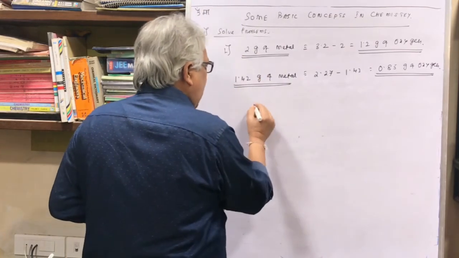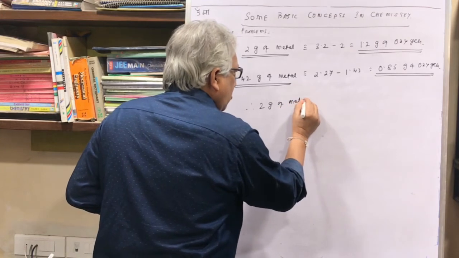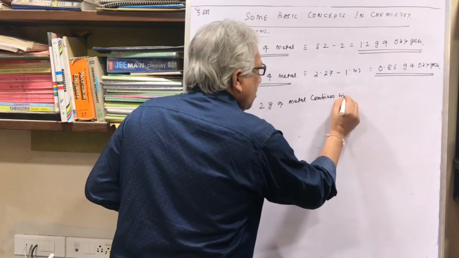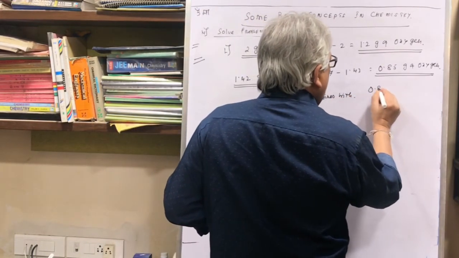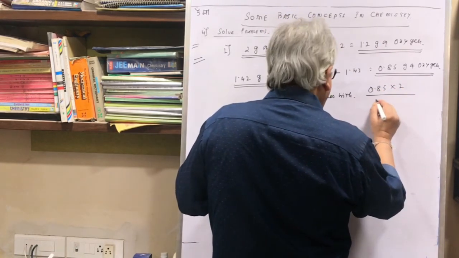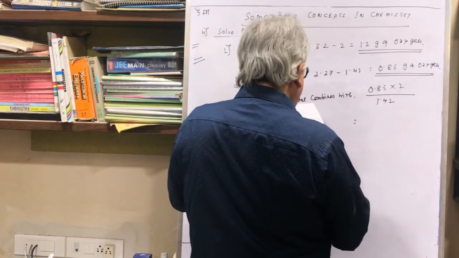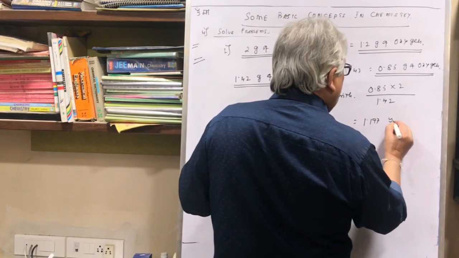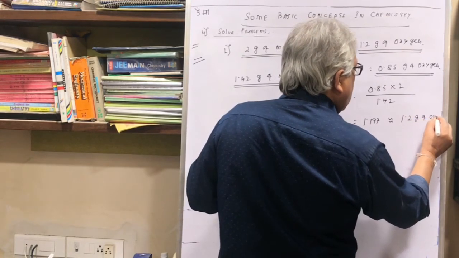So 1.42 gram of metal combines with 0.85 gram of oxygen. So if it was 2 gram, therefore 2 gram of metal combines with how much? 0.85 into 2 upon 1.42, this many gram, and that is equal to 1.197, which can roughly be taken as 1.2 gram of oxygen.